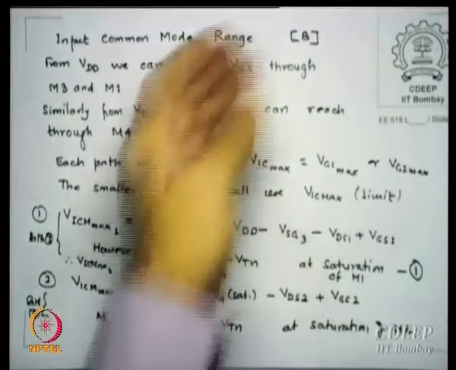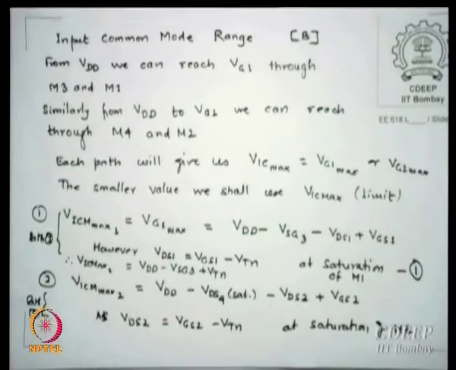A was output swing, so B is named as input common mode range. So what is the input variation you can have: from VDD to VG1 is one possibility, and from VG1 to VSS or ground is the other possibility. Now that is how input will vary. Is that correct? Please take it. Input will vary from source to the VG, VP to this, or from VG to VDD. As we did for output, same way we now do it for input side. Is that okay, Raj? Okay, from VDD we can reach VG1 through M3 and M1.